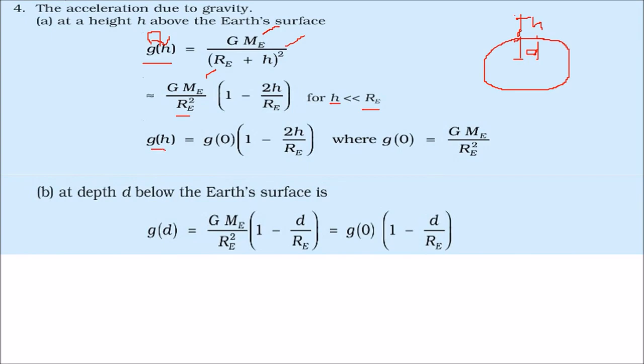So gh is equal to g0 into (1 minus 2h by Re), where g0 is simply G Me by Re square, because the height is 0. When you talk about going below the earth's crust, at depth d below the earth's surface, g, again as a function of depth, is given by G Me by Re square into (1 minus d by Re), which is equivalent to g0, that is at 0 depth, into (1 minus d by Re).